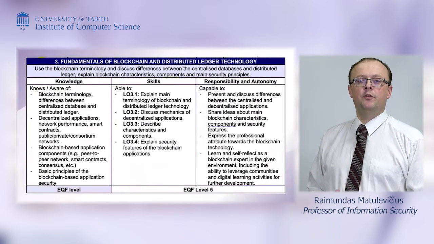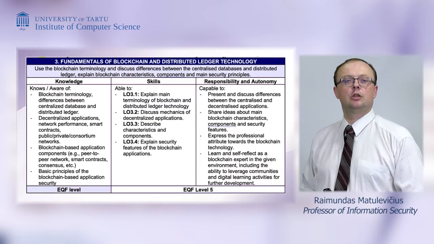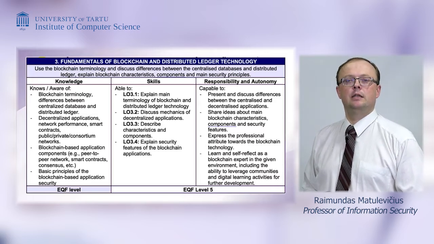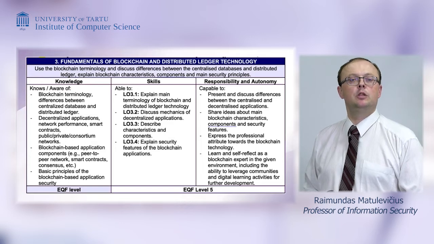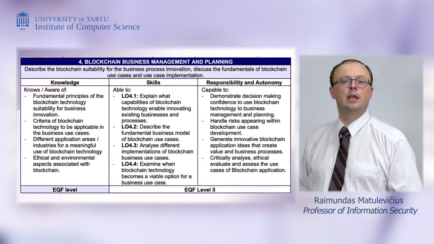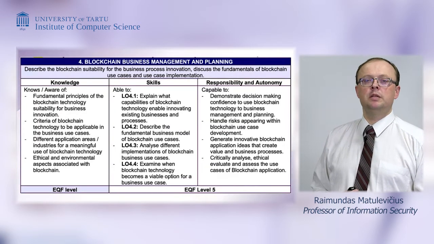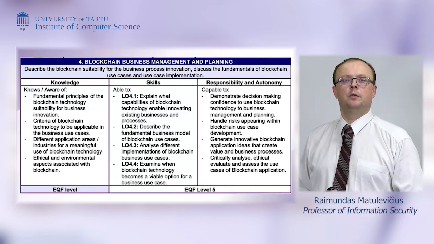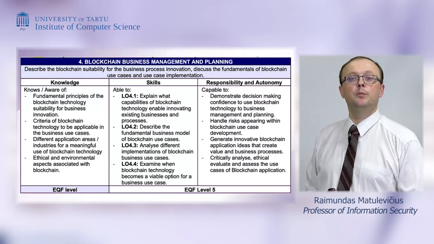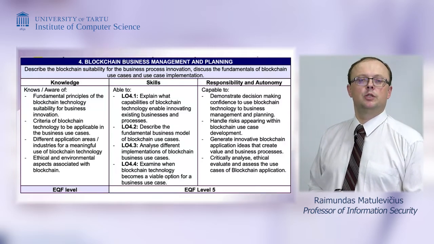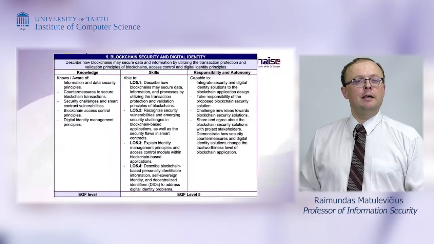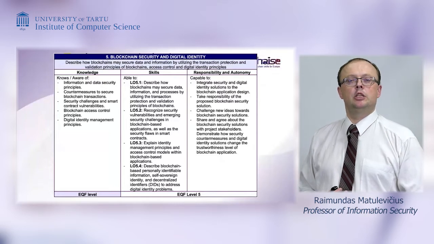Next module speaks about the fundamentals of the blockchain and distributed ledger technology. It describes the use of the blockchain technology and discusses differences between the centralized databases and distributed ledger, explains blockchain characteristics, components, and main security principles. The next module describes the blockchain business management and planning. It also describes the blockchain suitability for the business process innovation, discusses the fundamentals of blockchain use cases and use case implementation.